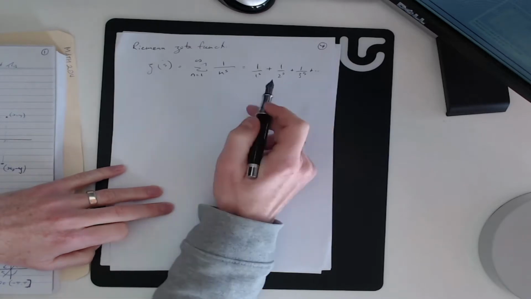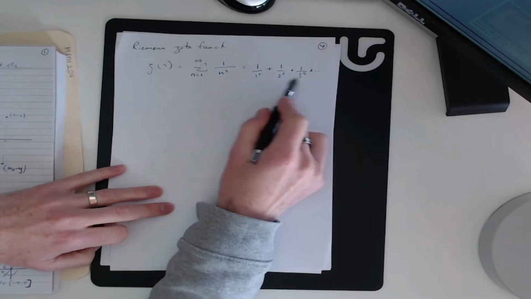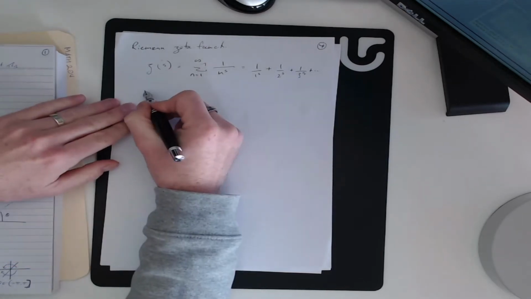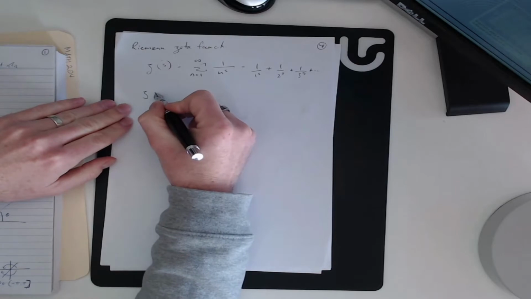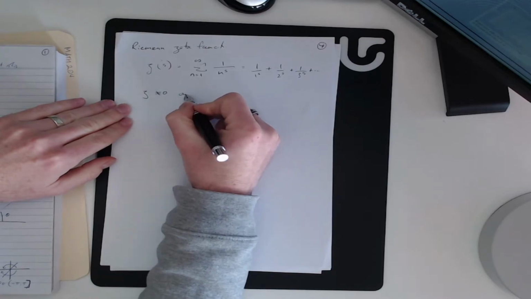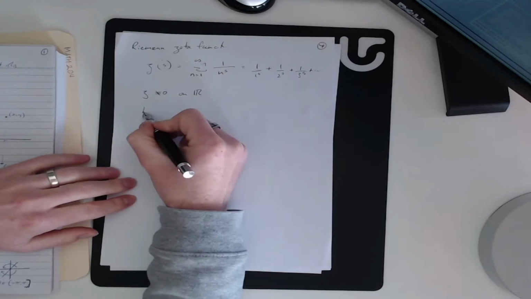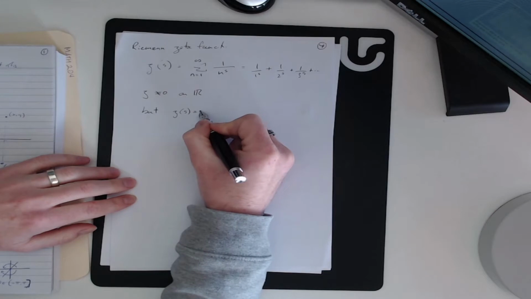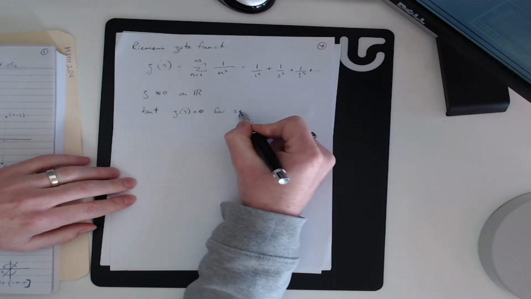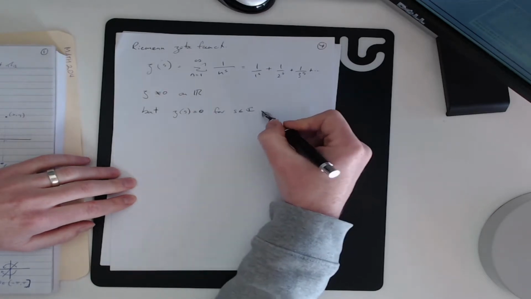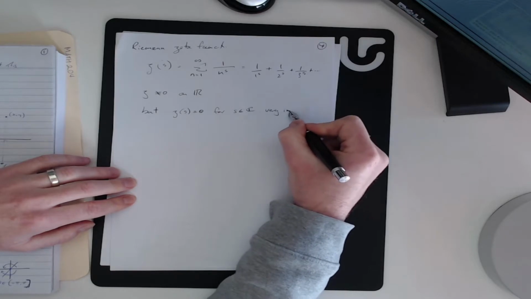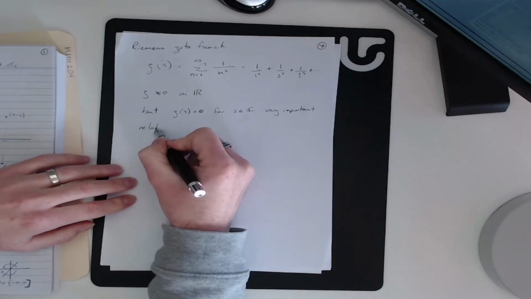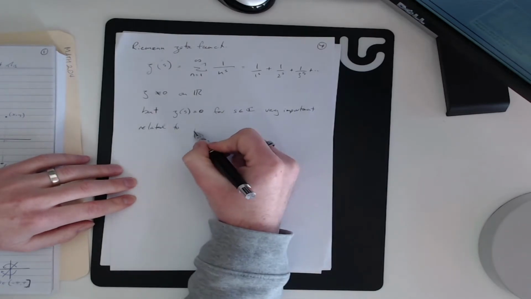It doesn't have any real zeros. These are all positive numbers, and they're all summed up, so there's no real zeros. So zeta of s does not equal 0 on the real numbers. But the complex zeros are very important and related to prime numbers.